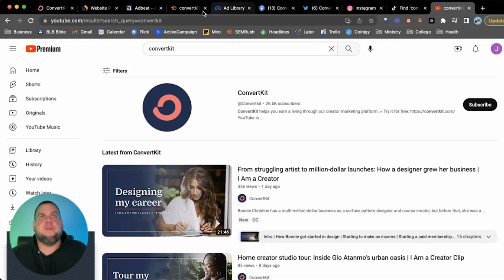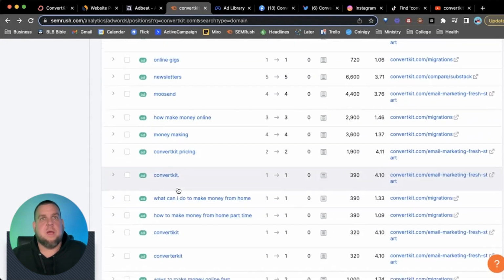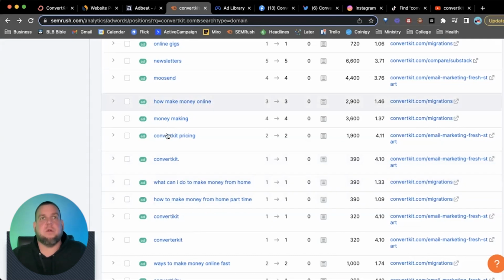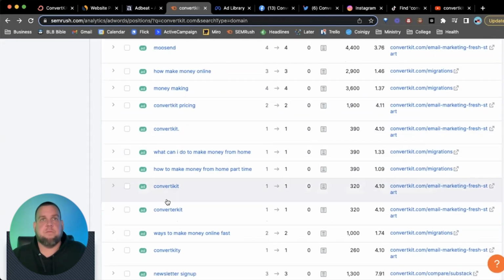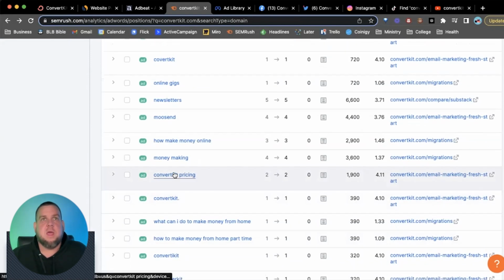All right, would have liked to have seen the ad. I can't see the ad here. But yeah, all right. So that's their strategy with paid search. They're going after brand search, keywords, all their different types of misspellings of their keywords. And then they're going after make money online keywords with their migration page.